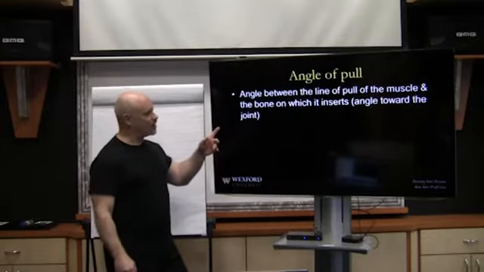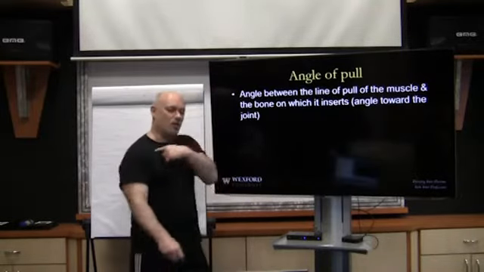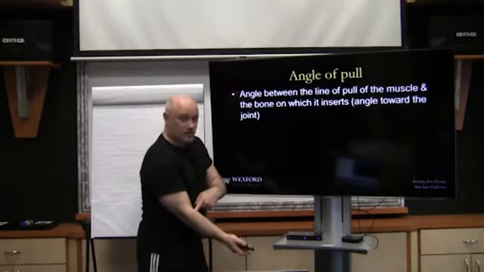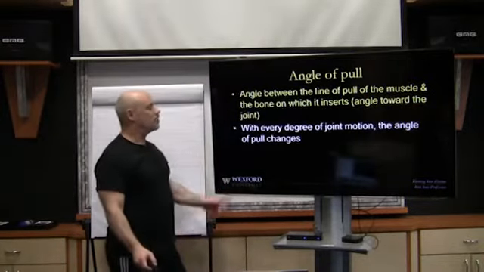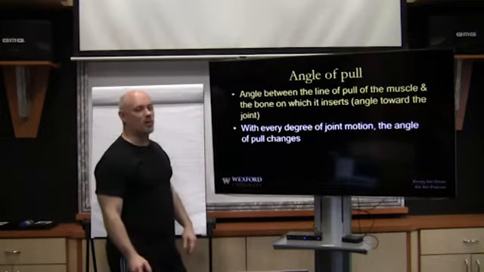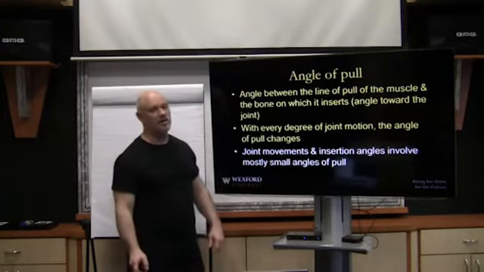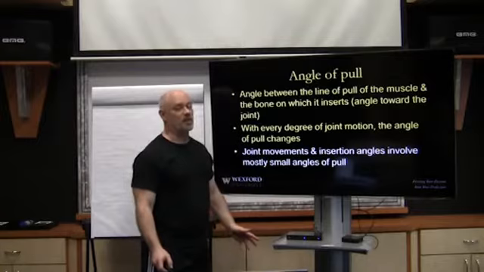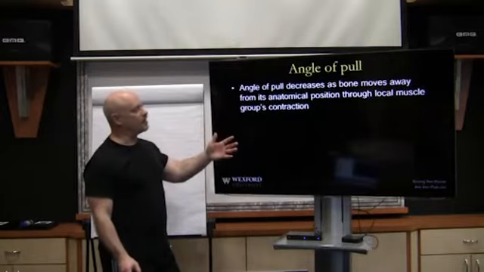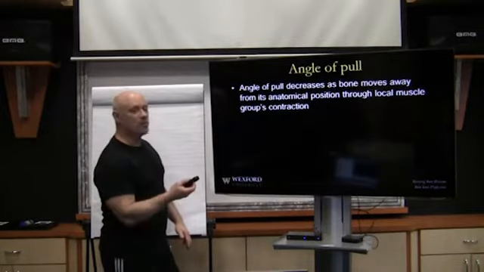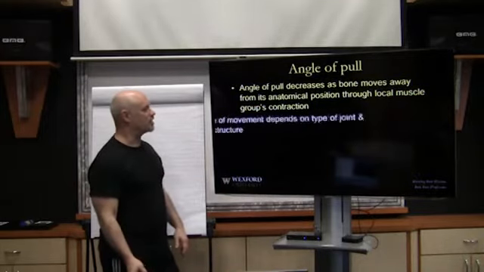Now the angle of pull is the angle between the line of pull of the muscle and the bone to which it inserts. So you've got origin and insertion, and what is the angle of insertion? When it pulls on a bone, what's the angle that it's going to pull at? With every degree of joint motion, the angle of pull changes. So joint movements and insertion angles involve mostly small angles of pull. Hardly any of the muscles in the body actually pull at 90 degrees. The angle of pull decreases as the bone moves away from the joint, or what they call the anatomical position, through local muscle group contraction.